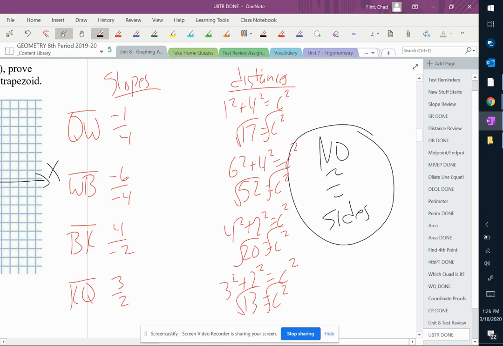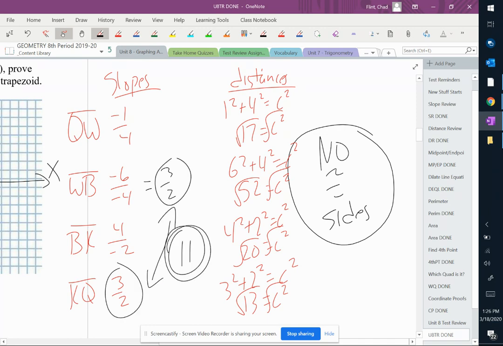For it to be a trapezoid, I need one set of parallel sides. That means all reduced. The only one that reduces is this. And that makes those two right there the same, which means those two are parallel.